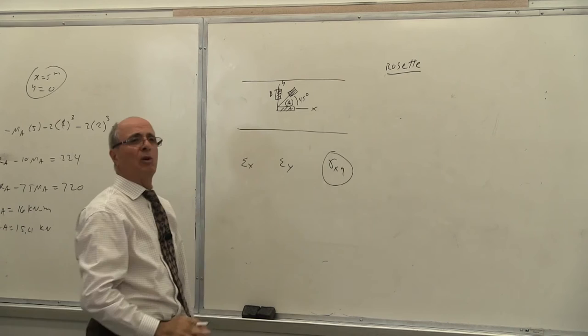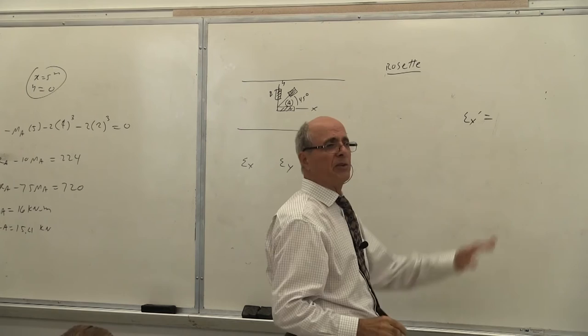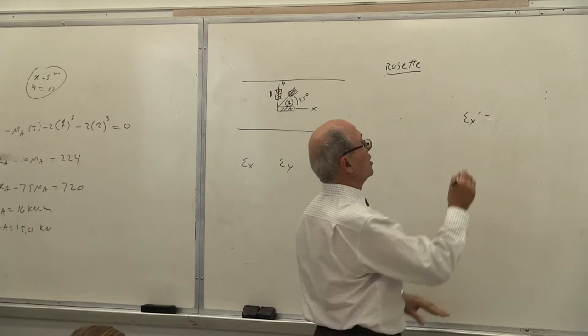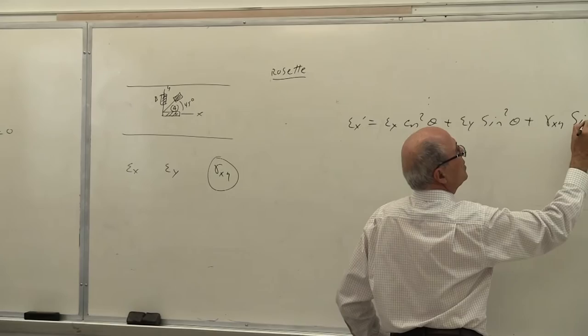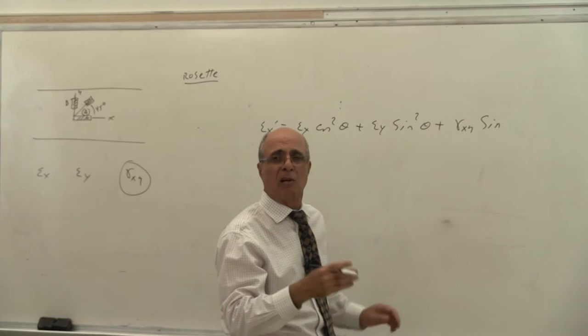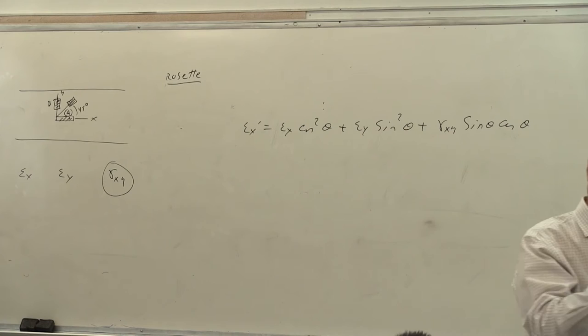But what was the equation you wrote last time? You remember the general equation, all of you? Epsilon x prime was equal to what? This is the key equation, guys. We started the lecture a week ago with this one. It was epsilon x cosine squared theta plus epsilon y sine squared theta plus gamma xy sine theta cosine theta. I added 2 and subtracted 2 to make it look like the stress, plane stress. That's all I did. Is that correct or not?